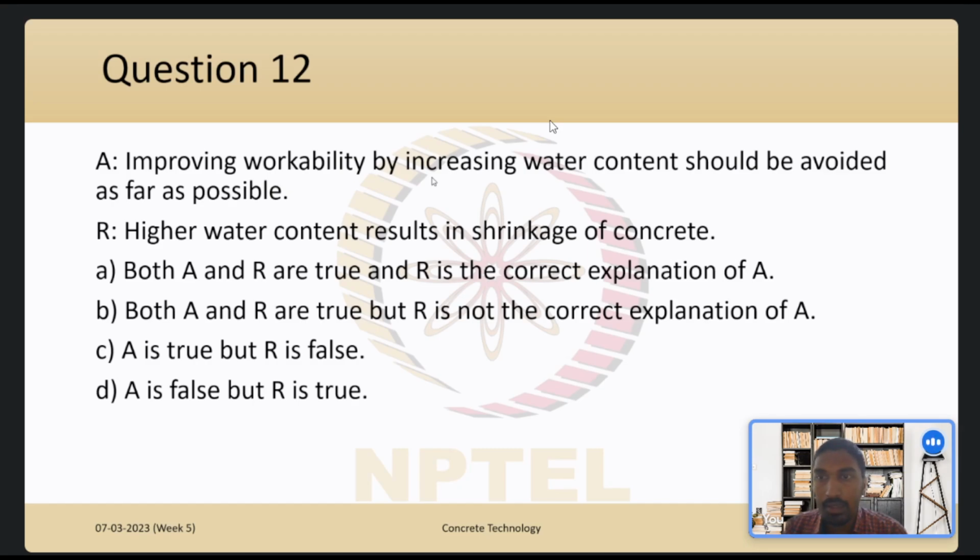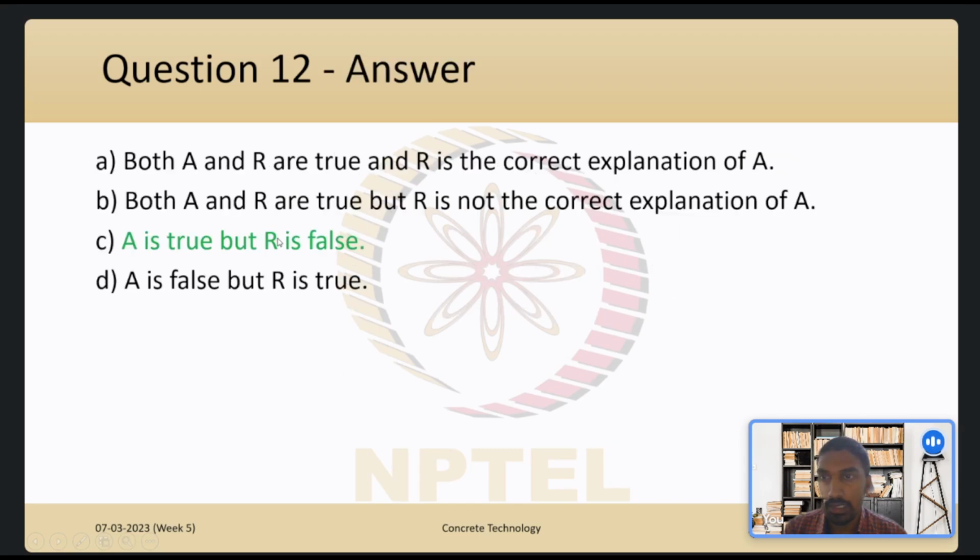Statement R is saying a higher water content results in shrinkage of concrete. So this is not true. When you have higher water content, it will not lead to shrinkage in the concrete, right? So you will have enough water for the hydration process, so that it will not lead to shrinkage. Because of higher water content, you will not see shrinkage in the concrete. So it is a false statement. Therefore the right option is option C, that A is true but R is false. Okay, right option is C.